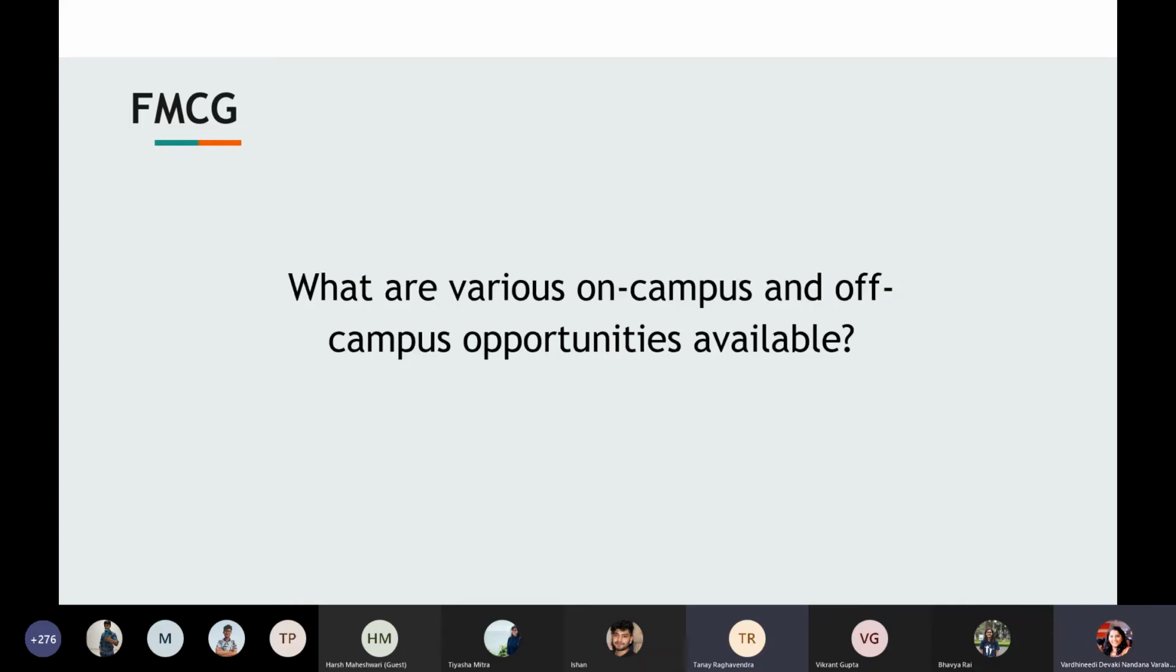That's a brief answer. So moving to the next question, what are the various on-campus and off-campus opportunities available in the field?